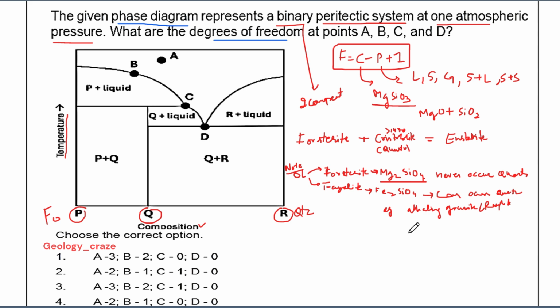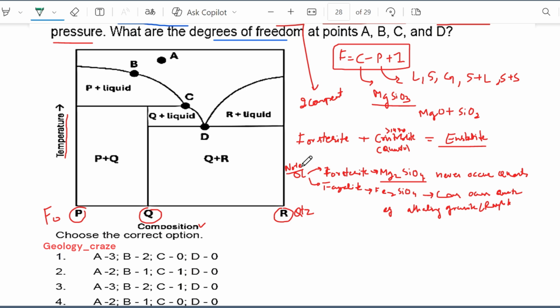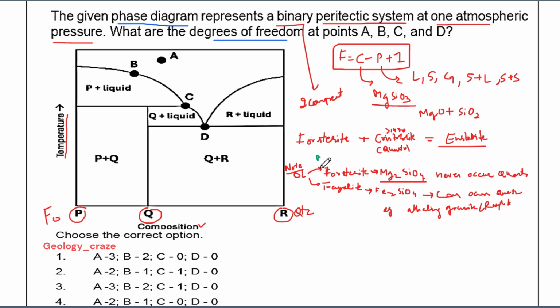Now you understand one point. From this reaction, are you able to understand that our phosphite and quartz are not occurring together? That's why they are forming a new mineral in between, that is anesthetic. We will write the formula also so that you can understand more. The formula for phosphate is Mg2SiO4 plus SiO2.